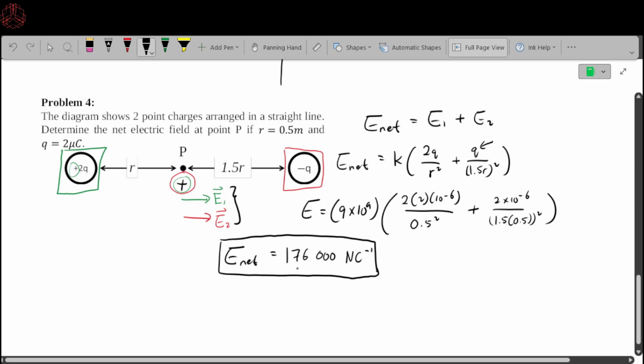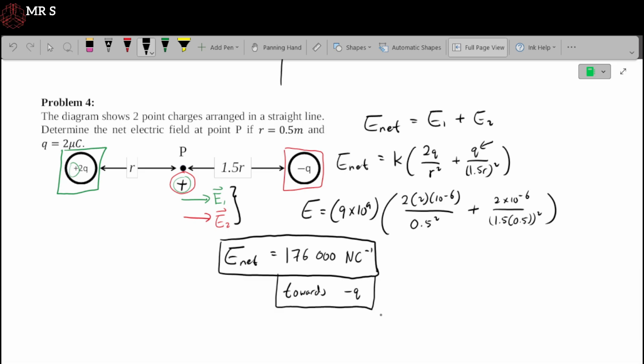Okay, and its direction is going to be towards negative Q. That's my direction, because it says determine the net electric field. It doesn't say the magnitude only. So when it says quite plainly electric field, you will have to determine both the magnitude as well as the direction.